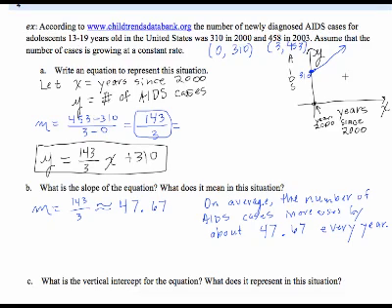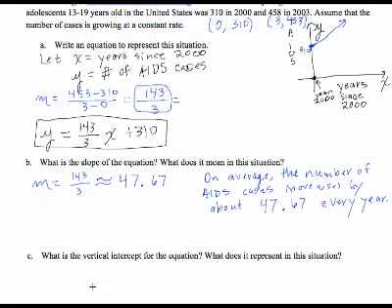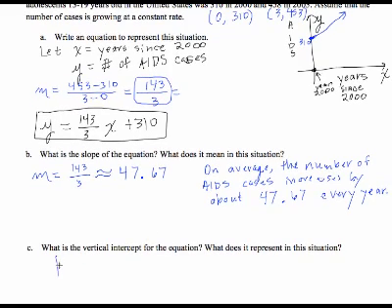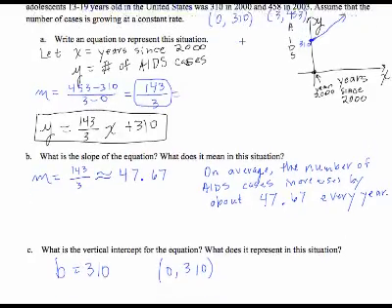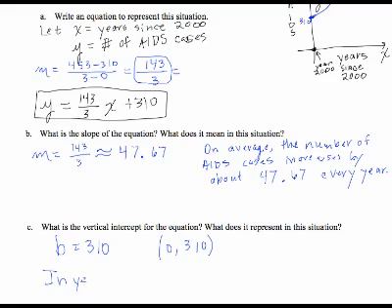And now let's look at the vertical intercept. So the vertical intercept is right there where it crosses, 310, right? So the vertical intercept is 310. Or if you wanted to write it as a coordinate point, that's the coordinate point (0, 310). So that means that's the initial number, at least in 2000, right? That means in the year 2000, there were 310 cases. Okay.